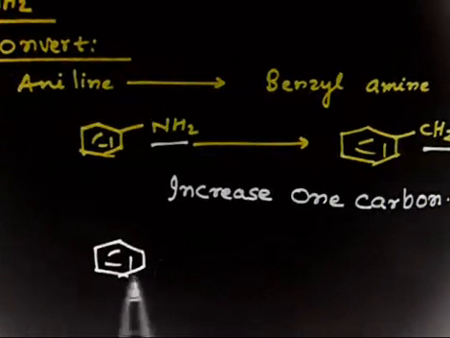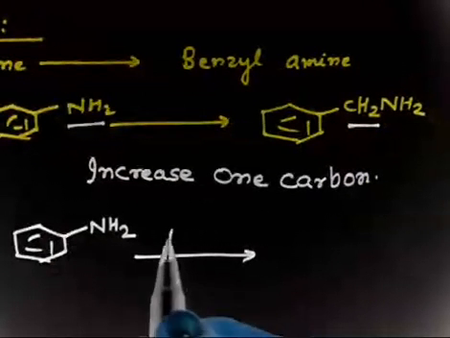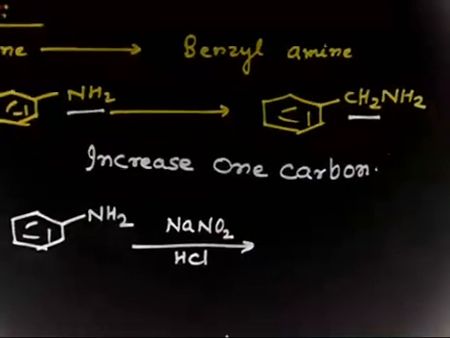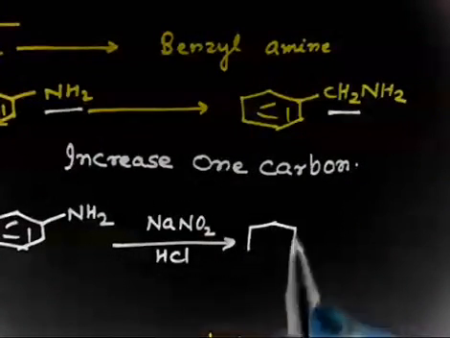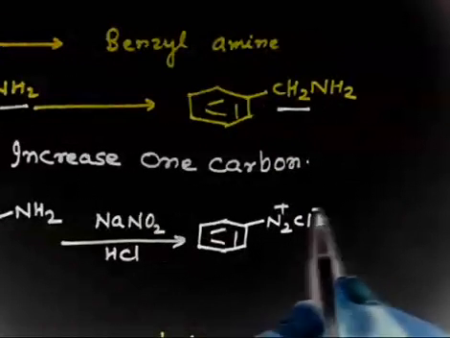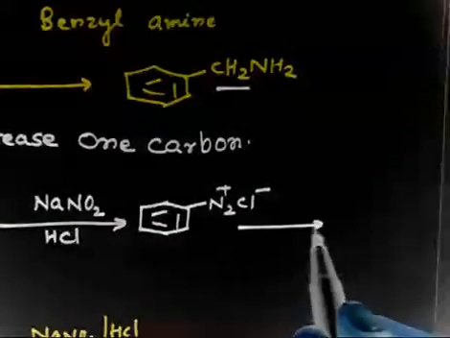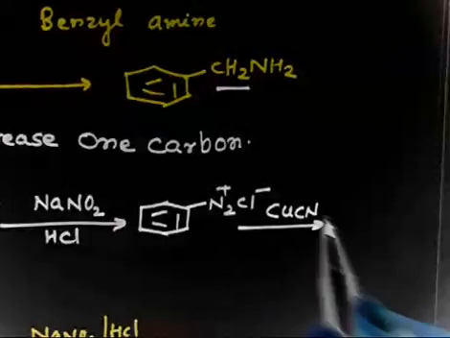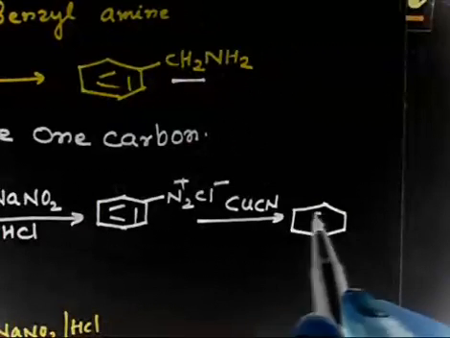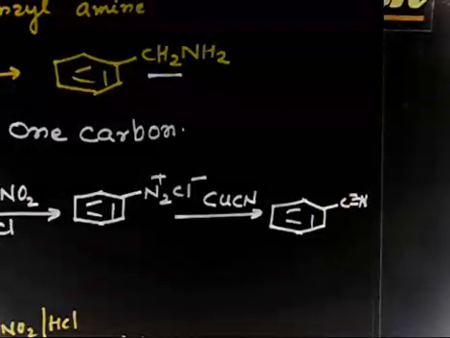You have NH2 and you first treat with NaNO2, HCl. This step is a simple step. Now this will form the diazonium cation, so I will have N2+ Cl-. In the next step you treat with CuCN, so the diazonium group gets replaced by CN, C triple bond N. Are you getting?